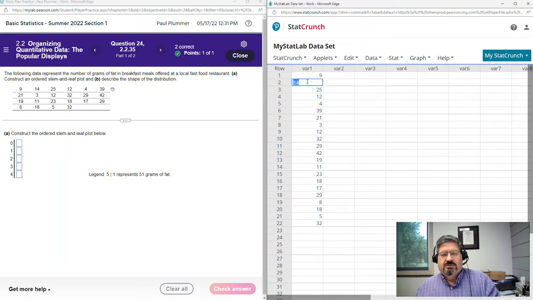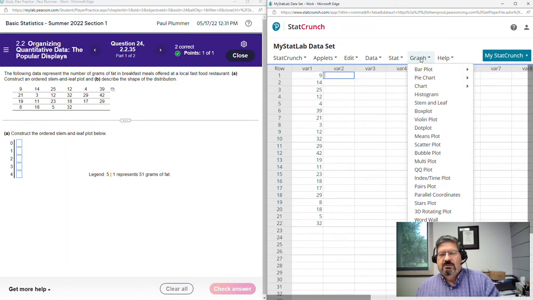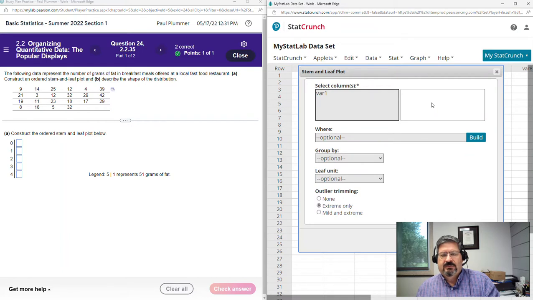And so to construct a stem and leaf plot, we just are going to go to Graph. Any sort of graph or chart is going to be found under Graph. Stem and Leaf. We are going to select Variable 1. And we do want to make sure we read the problem: construct the ordered stem and leaf plot.